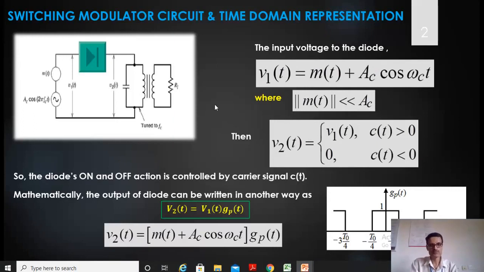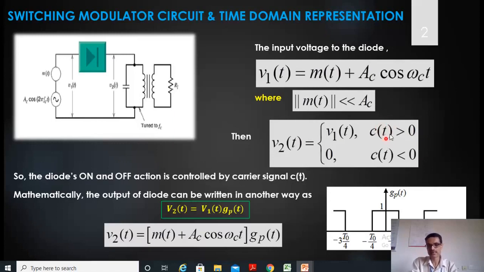Now, what is the output? I said already that it's a switching modulator where the diode is used as a switch. That is, either it is turned on, when the input signal is allowed to pass to the output, or if the diode is off, the switch is off, and the input is disconnected from the band pass filter. So mathematically I can represent it like this. We have to design it in such a way that the output V2 of t is equal to the input signal. The output is connected to the input through an on switch only when c of t is more than 0. That is during the positive half cycle.